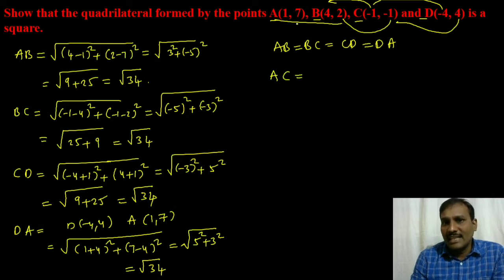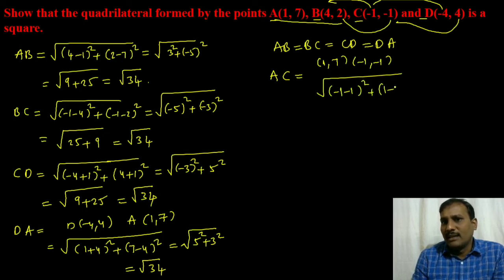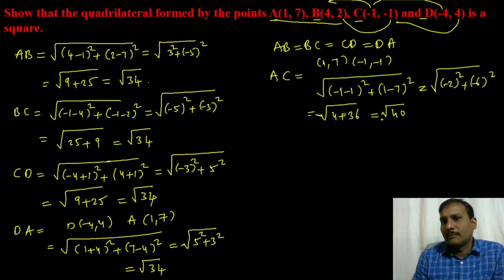So what is AC? AC is the diagonal. So 1 comma 7 and minus 1 comma minus 1. So what is the distance? (Minus 1 minus 1) whole square plus (minus 1 minus 7) whole square, that is (minus 2) whole square plus (minus 6) whole square. That is equal to 4 plus 36, root 40.